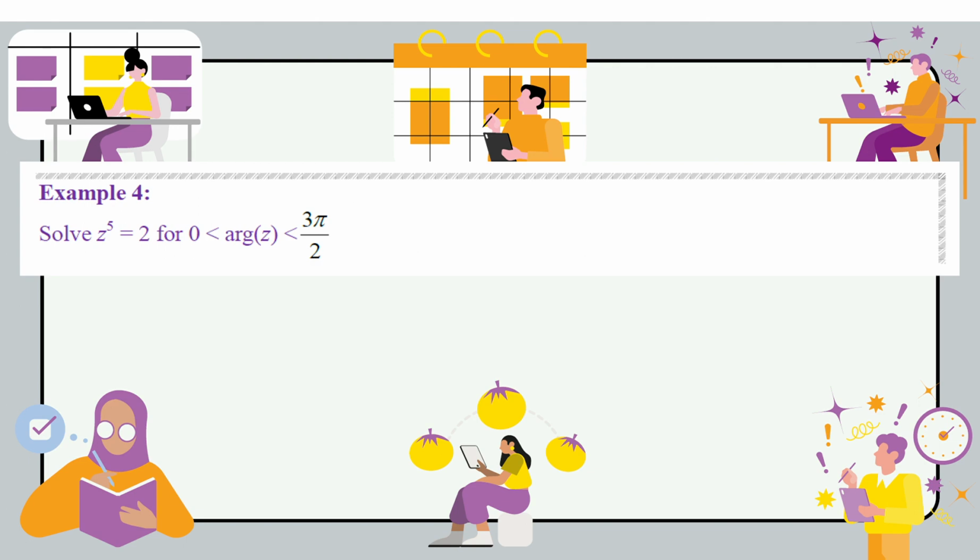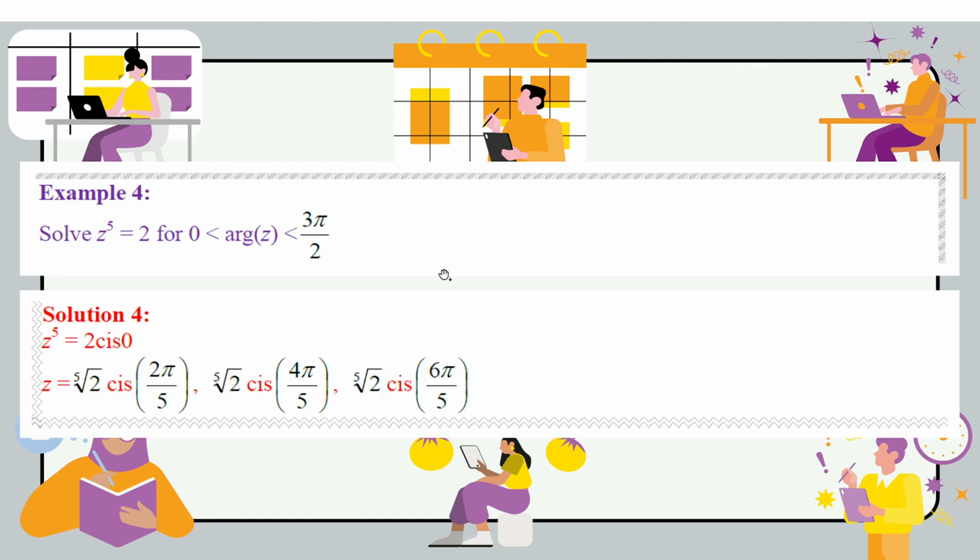You know that there are 5 roots, right? But for the argument, there's some constraint. Maybe not all 5 roots are allowed. So you have to think, okay, theta is 0, so theta over n is 0 too.